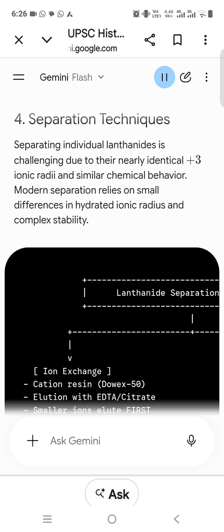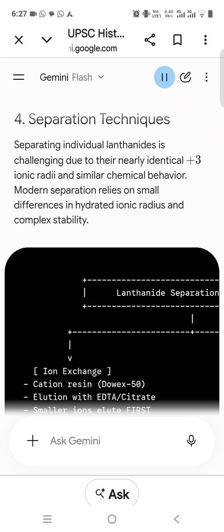Basicity trend. Basicity of hydroxides decreases from La₂O₃ to Lu₂O₃. La₂O₃ is the most basic because a larger ionic radius implies weaker covalent character in the M-O bond. Complexation tendency increases across the series as ionic radius decreases, increasing charge density, Z/r. Actinide contraction is analogous to lanthanide contraction, but stronger per element because 5f orbitals shield even less effectively than 4f orbitals.